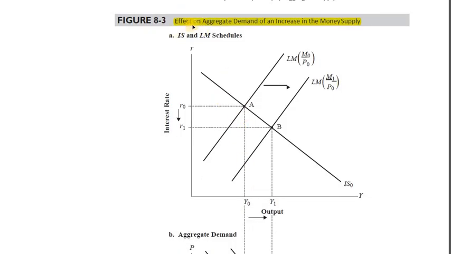Now we are to find the effect on aggregate demand of an increase in money supply. So money supply has gone up, nominal money supply we're talking about here. Price stays constant, it's P0 here, P0 here. Money supply increases, the LM curve would shift rightwards. Why and how? This is something that we already know. So we reached point B, at which equilibrium income or output has gone up from Y0 to Y1. So this is our new equilibrium.